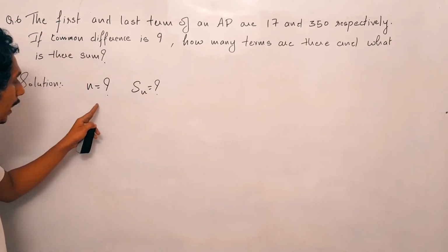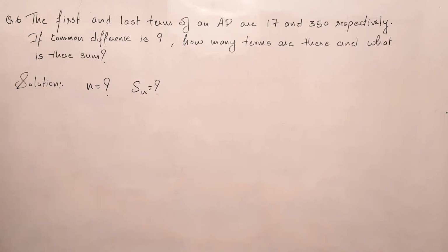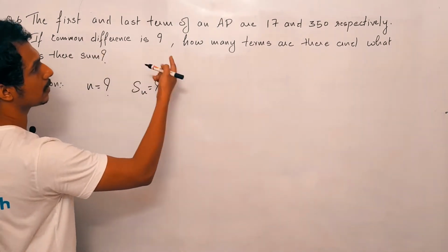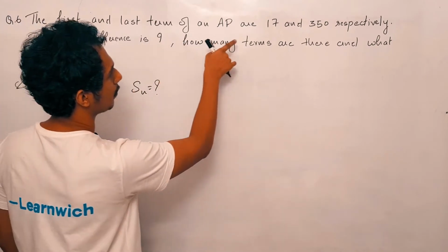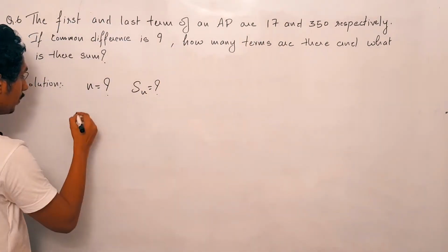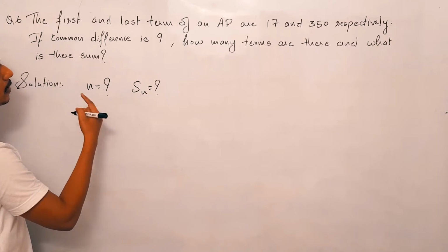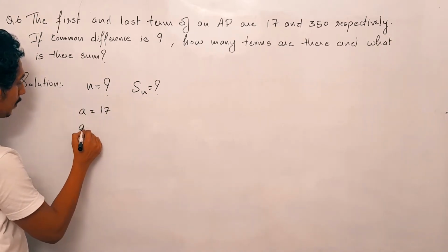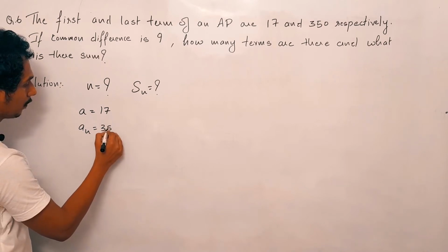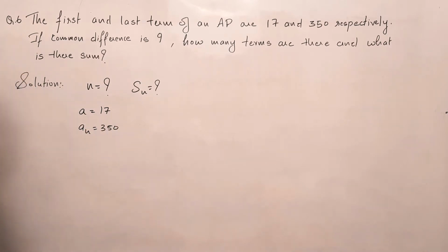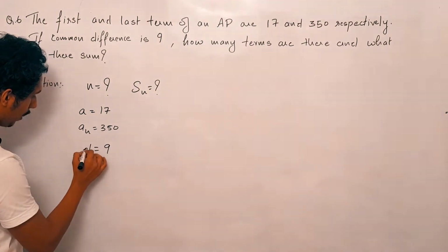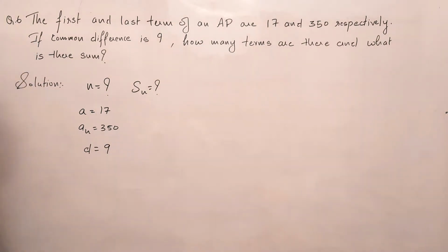I don't know n, I don't know the sum of n terms. But what are the things that are given? The first term and last term are given, 17 and 350 respectively. So a is the first term, which is 17, and 350 is the last term, an is equal to 350. The common difference d is 9. How many terms are there?